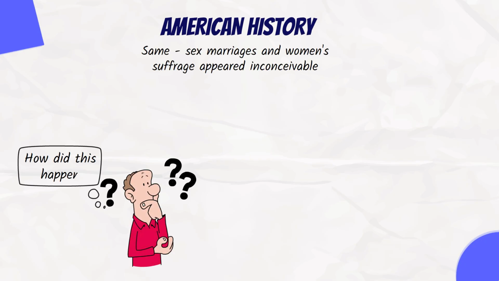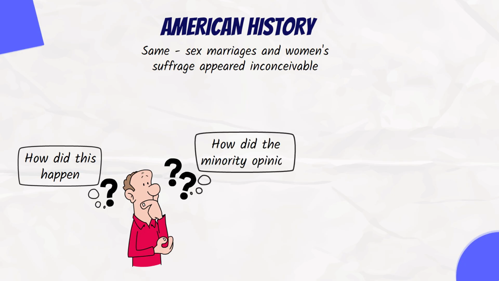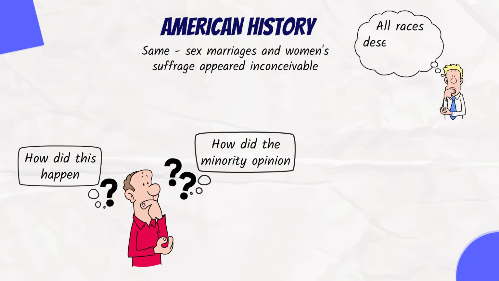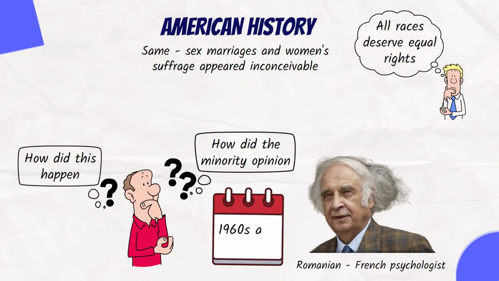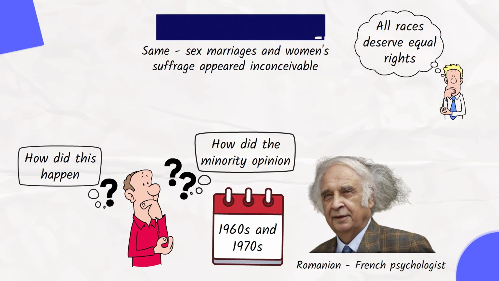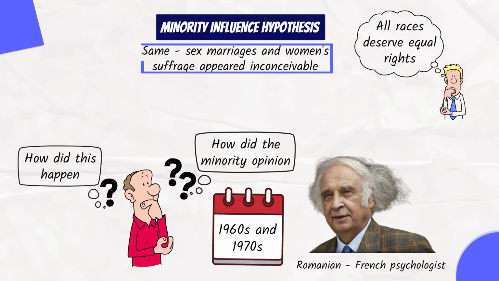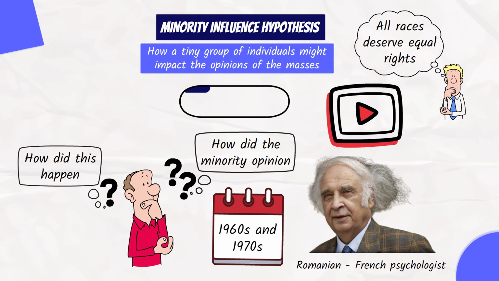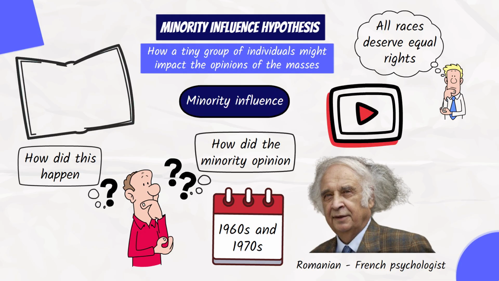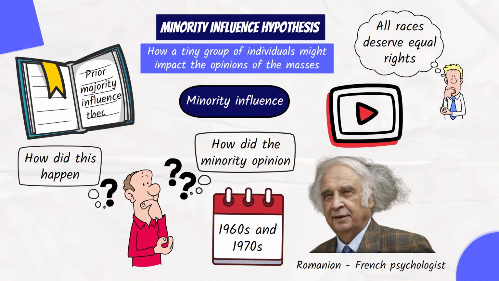So how did this happen? How did the minority opinion, such as the belief that all races deserve equal rights, prevail against the majority at the time? Serge Moscovici, a Romanian-French psychologist, posed himself these questions in the 1960s and 1970s. His minority influence hypothesis demonstrated how a tiny group of individuals might impact the opinions of the masses. And this video focuses on that minority influence and how it compares to prior majority influence theories.